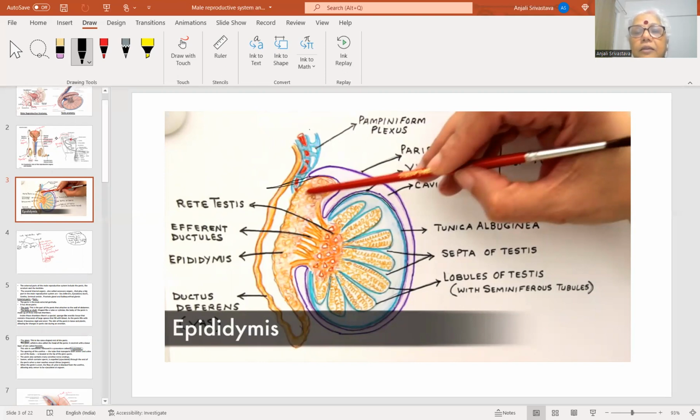First is the tunica vaginalis. This structure is the tunica vaginalis, comprising this parietal layer and this visceral layer. Tunica vaginalis can be divided into two parts. This is the parietal layer, and this is the visceral layer. We will show a diagram in which these layers are clearly mentioned, but here, just to make you understand, this is the outermost covering of the testis.